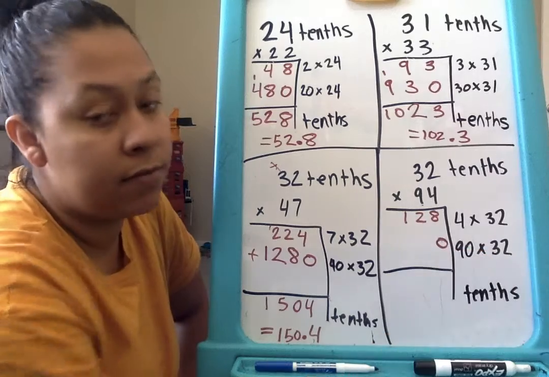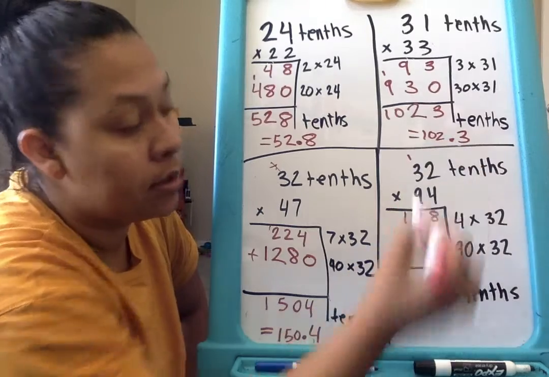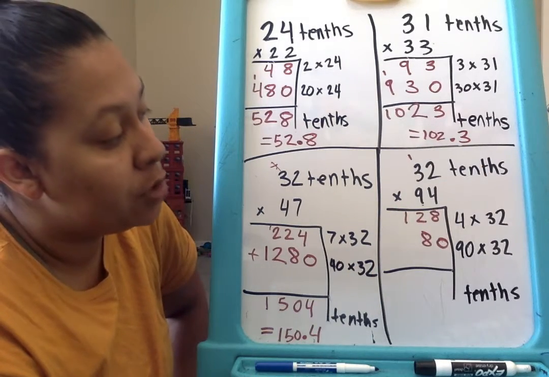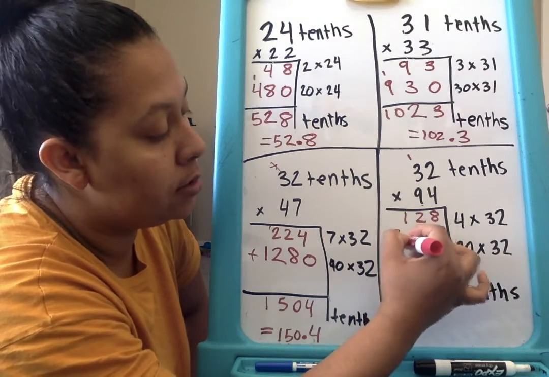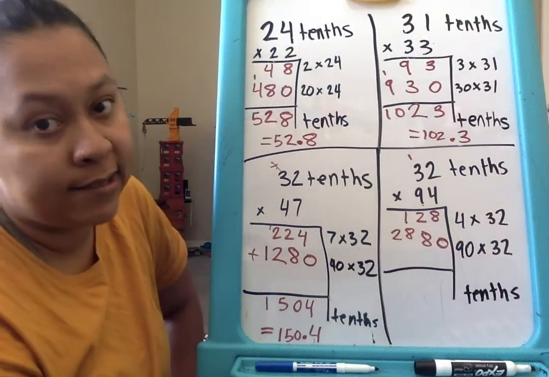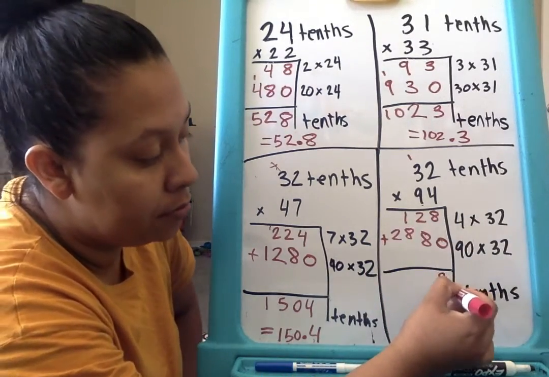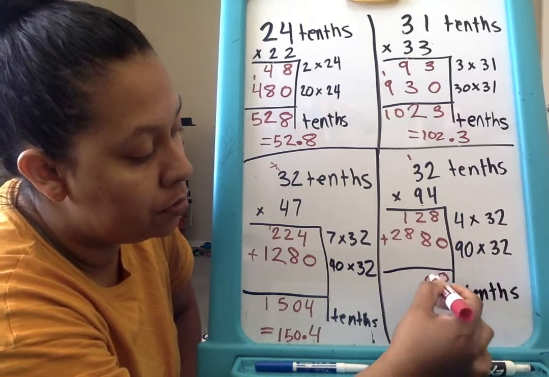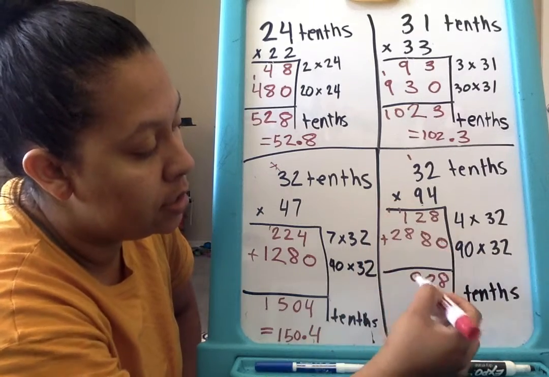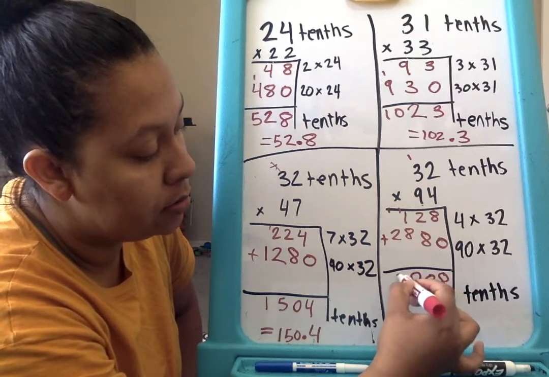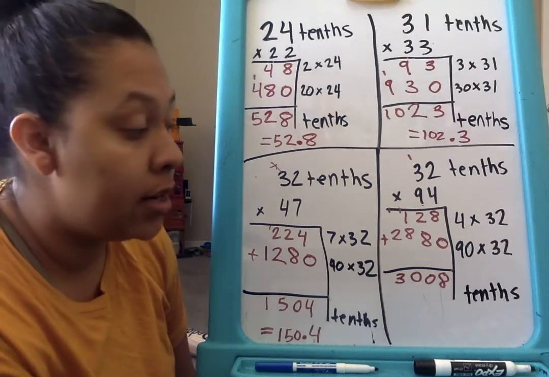So plug in our power of 10 first. And then 9 times 2 is, carry the 1. 9 times 3 is 27. 27 plus 1, 28. Okay, now we can add. 8 plus 0, 8 plus 2, carry the 1, 0, carry the 1, 1 plus 2, 3,008. 3,008 tenths.